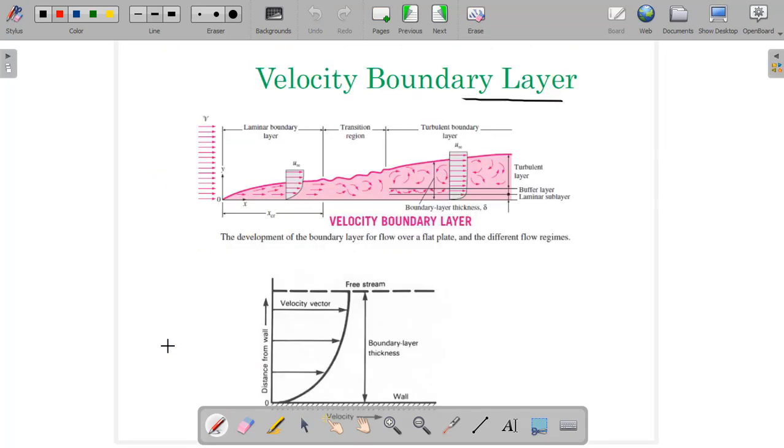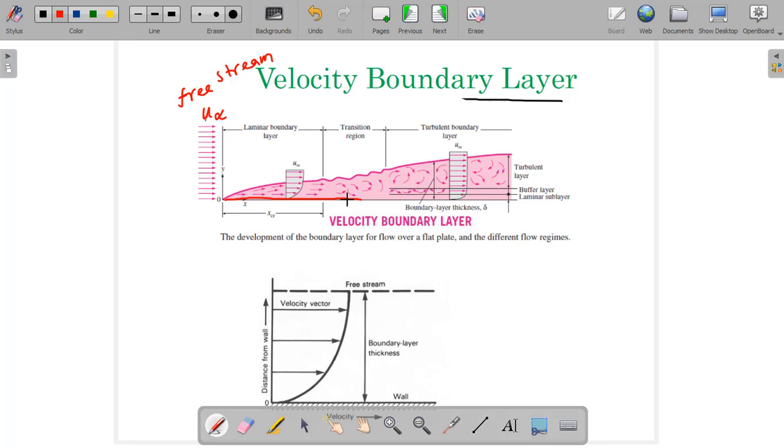So let us first understand what the velocity boundary layer or hydrodynamic boundary layer is. Let us take a very classical example. As you can see, there is a flat plate, and some fluid is flowing over the plate with uniform velocity, say u infinity. This is what is called the free stream velocity.